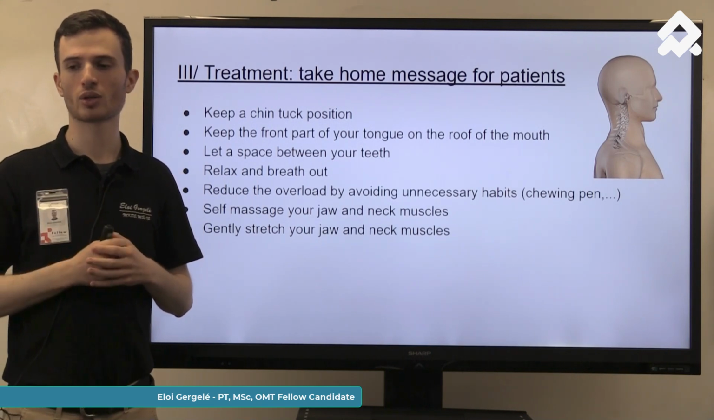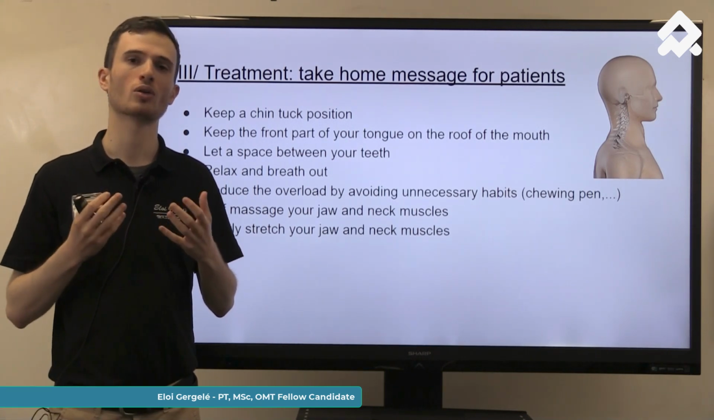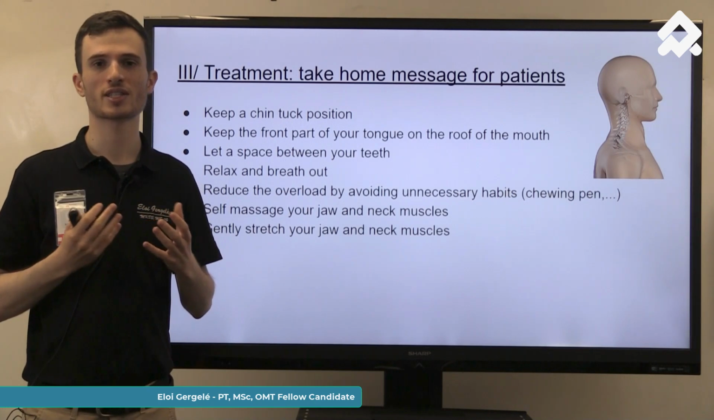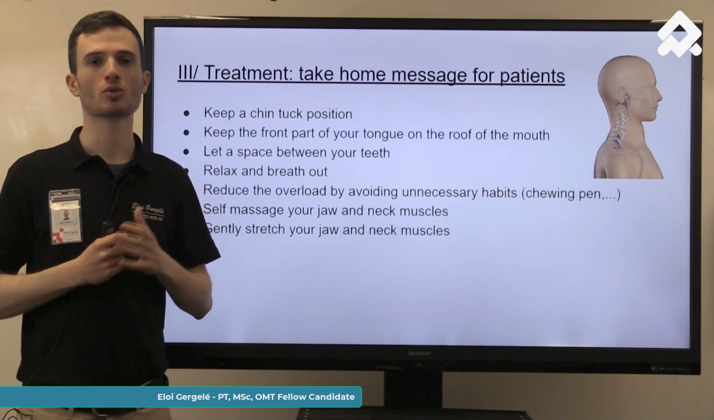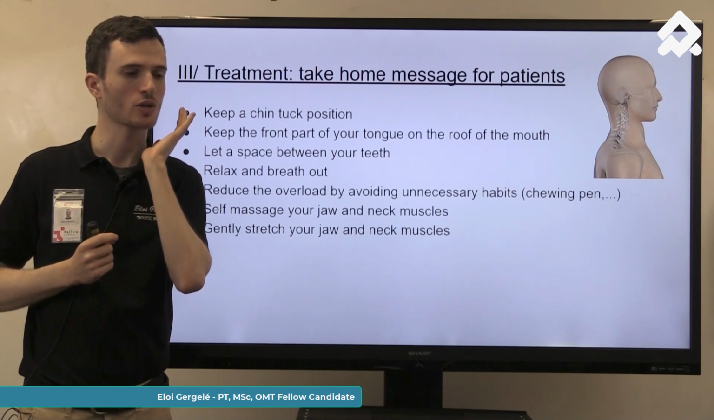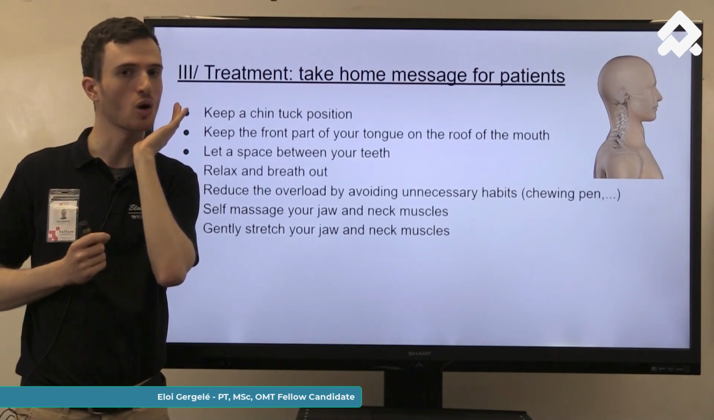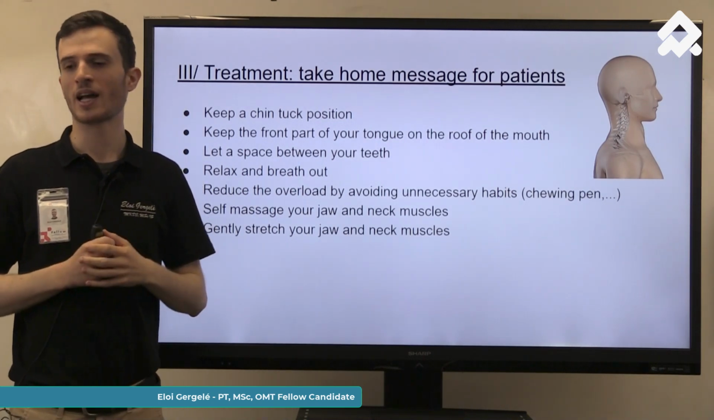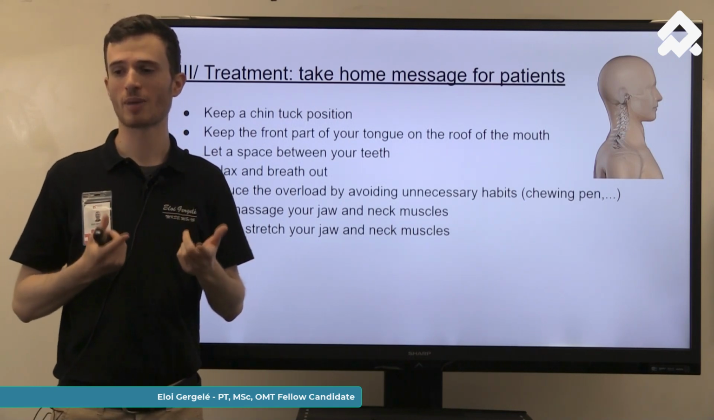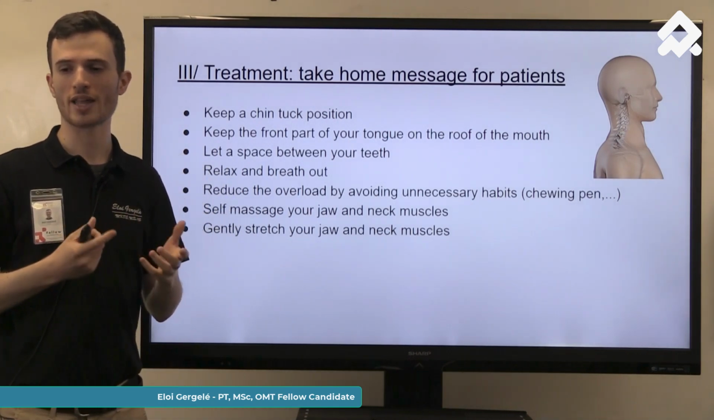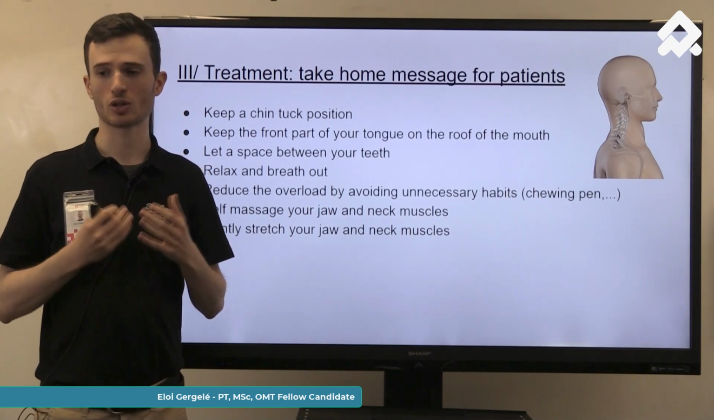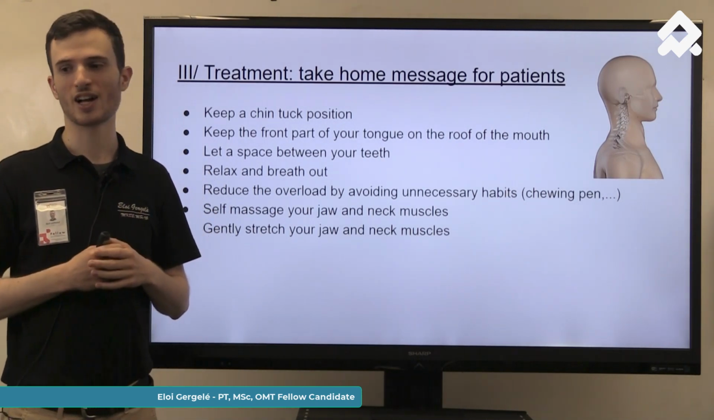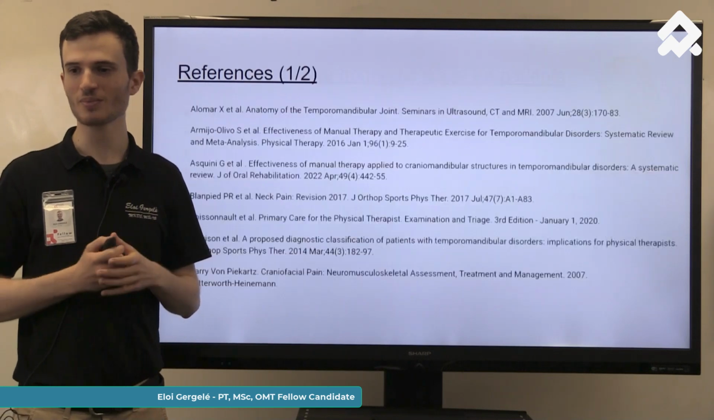You can also reduce the overload by avoiding some unnecessary habits like chewing a pen or using your hand in order to hold your head. You can do self-massage on the jaw and neck muscles, and also gently stretch your jaw and neck muscles.